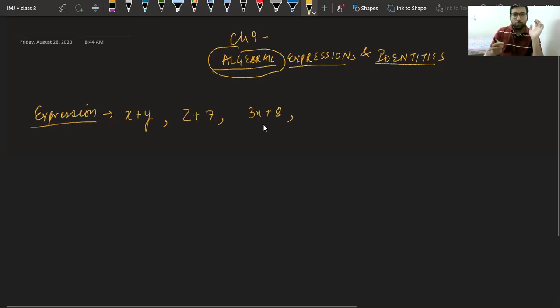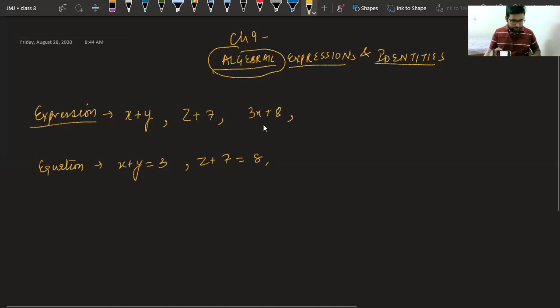As soon as you put a equal to mark, they become, yes, just correct beta. As soon as you put a equal to mark, they become equation. So x plus y is equal to 3 is a equation. Z plus 7 equal to 8 is a equation. This way we have got this thing. Now, yes, Smriti, correct beta.